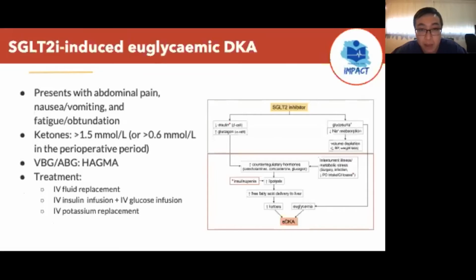So a bit about the pathophysiology of DKA. I'm sure most of you will already be familiar with the mechanism. But remember that serum glucose is regulated by two main hormones that are opposing in action, so insulin and glucagon. Insulin tries to decrease serum glucose. Glucagon tries to increase serum glucose.